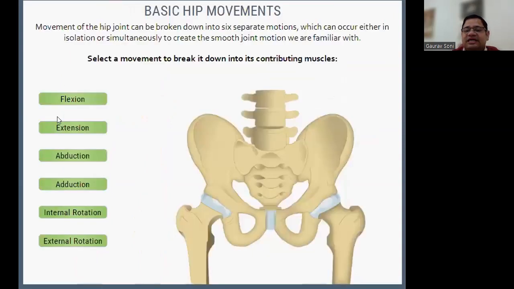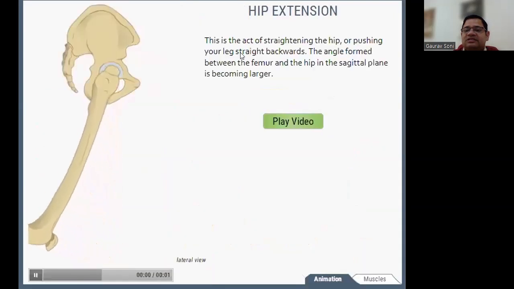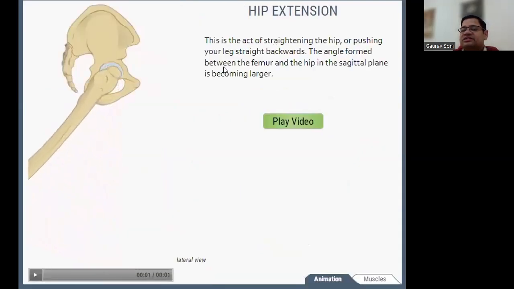Next movement was extension. So extension, let us see how it was happening. Extension. So this is an act of straightening of the hip or pushing your leg straight backward.